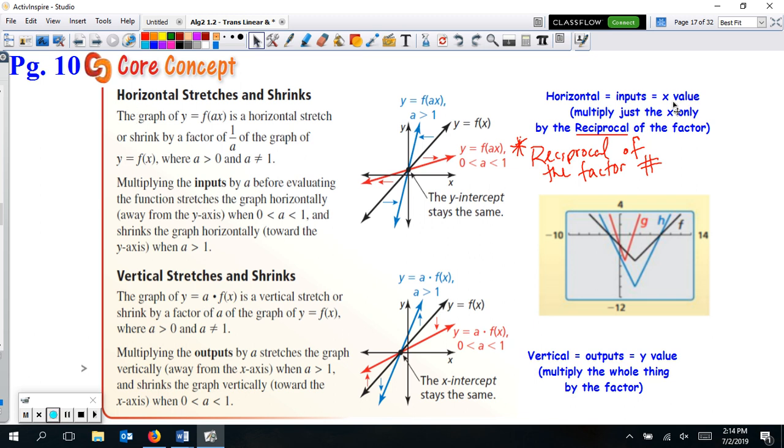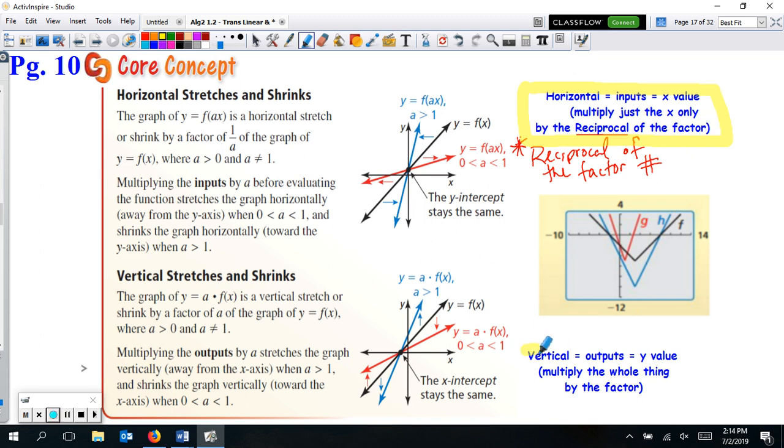So again, horizontal we know, and we want to write this down over here. For the horizontal one, either underneath or next to it, right here, the main part is to multiply just the x only by the reciprocal of the factor. And I highlighted that, the reciprocal of the factor number. That's very key. Make sure you see that, make sure you write that down. That's really important, because we're going to talk about this factor number.